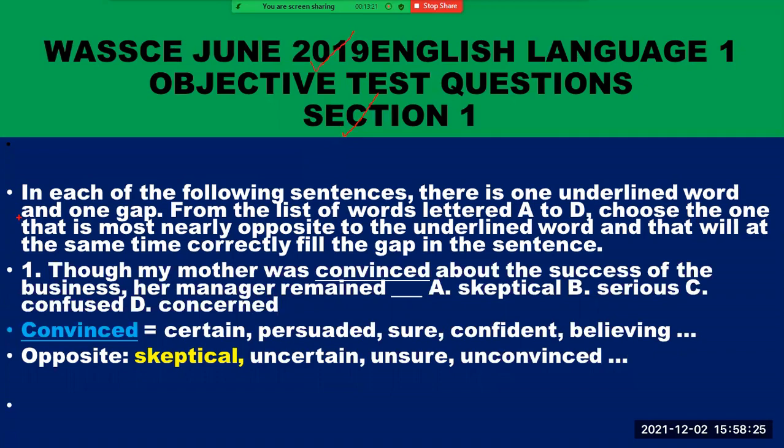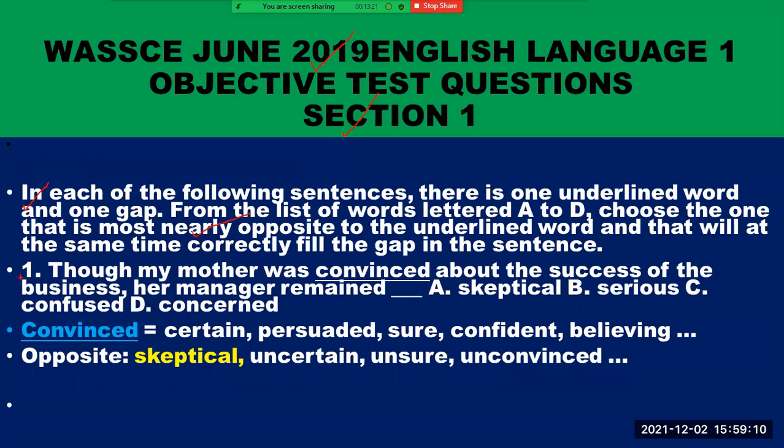It is real, and if you understand it, it will help you to prepare with greater confidence, knowing that this is sure to occur in section 1. So in each of the following sentences, there is one underlined word and one gap. From the list of words lettered A to D, choose the one that is most nearly opposite to the underlined word and that will at the same time correctly fill the gap in the sentence. All right, so you can see it, the same thing, nearly opposite to the underlined word.